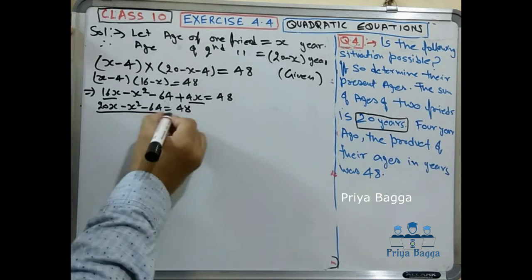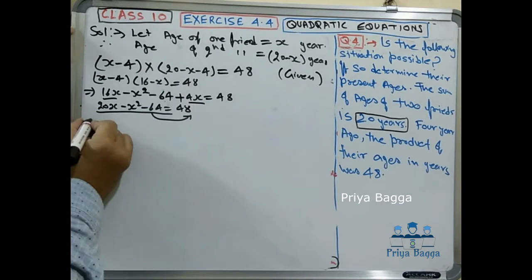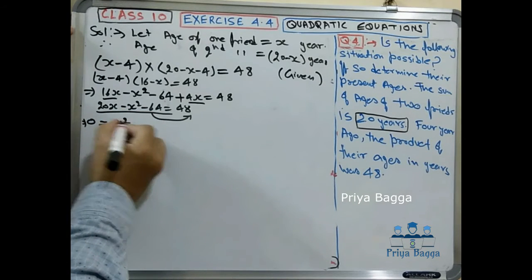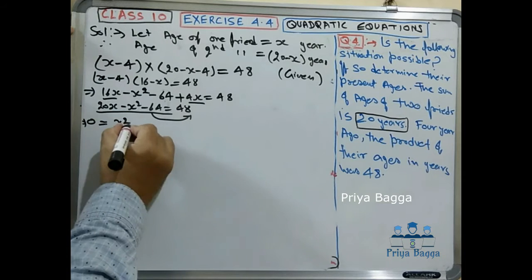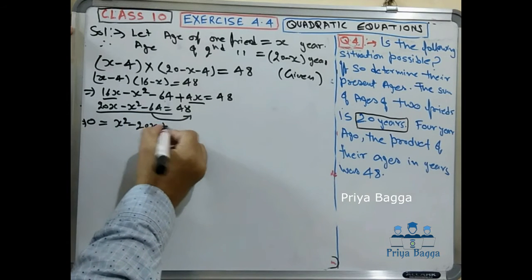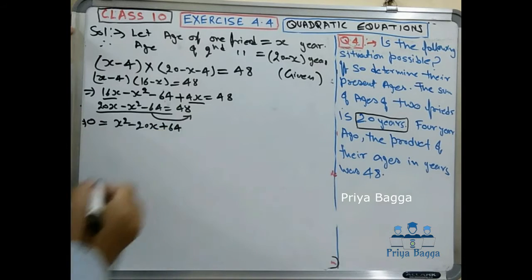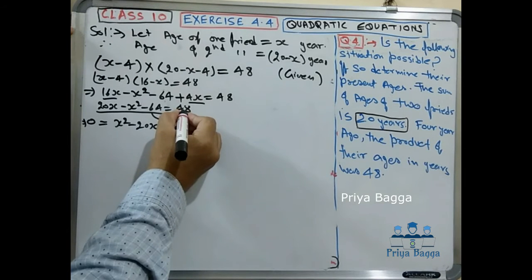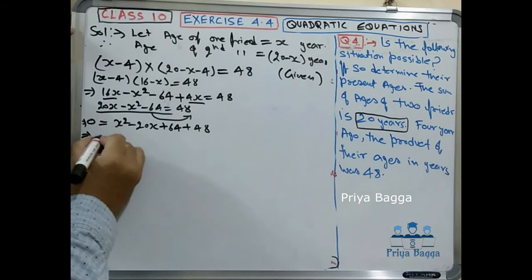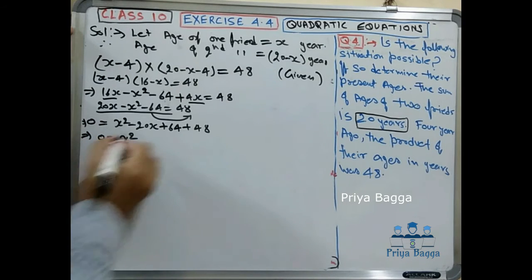Now I will take all these terms to this side. Okay. So it will be 0 is equal to, this minus x square will be plus x square. This plus 20x will be minus 20x. Then this minus 64 will be plus 64, and plus 48 will be as it is because it is already there. So 0 is equal to x square.